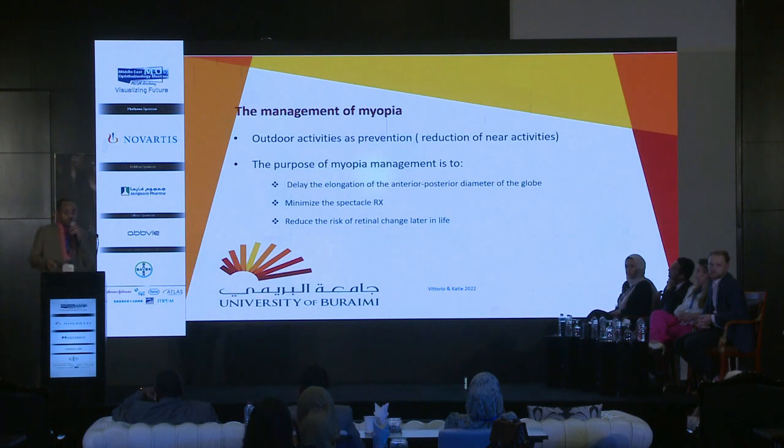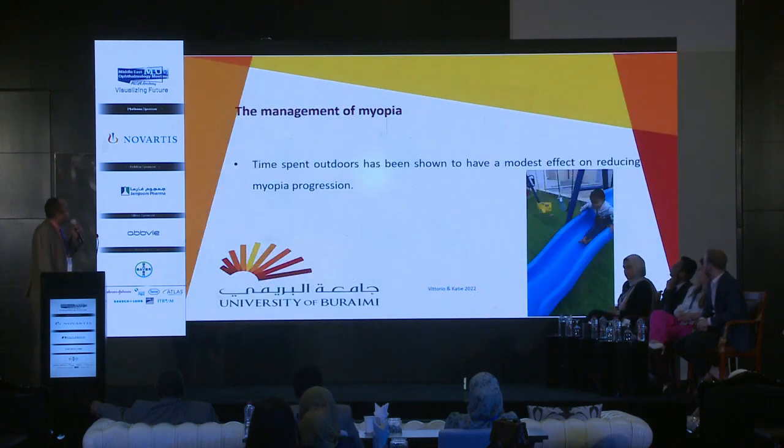Outdoor activity is very important, and the results now say that outdoor activity is more effective than these other management procedures. The purpose of myopia management is, firstly, to delay the elongation, which happens by hypermetropic defocus, and to minimize the spectacle Rx, because if the myopia progresses, that means the child needs to change the glasses, maybe not yearly, but less than that. For that, we need to reduce the Rx and reduce the risk of retinal change, which happens with progressive myopia. The time spent outdoors has been shown to have a modest effect on reducing myopia, and most of the studies speak about reduction of progression by outdoor activities.